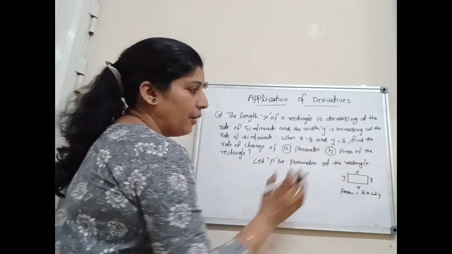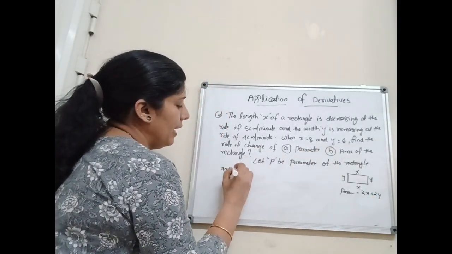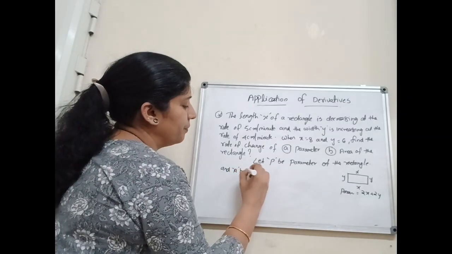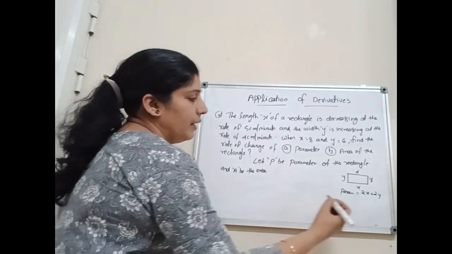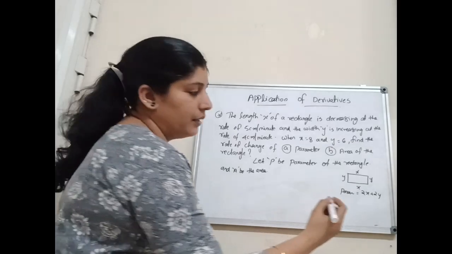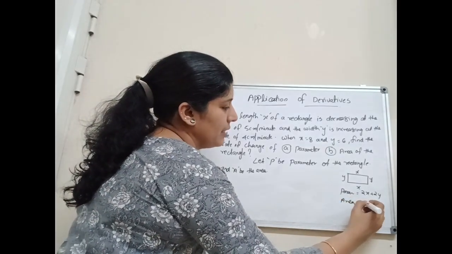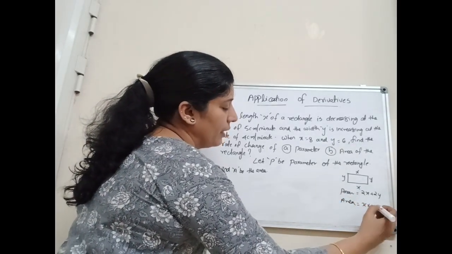Let P be the perimeter of the rectangle and A be the area. That is, area is length into breadth. We know that the area of the rectangle is length into breadth, that is x into y, equal to xy.